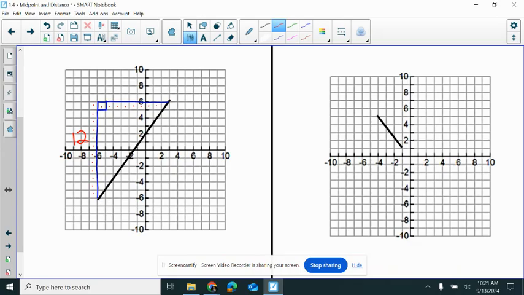I should have counted the outside blocks, because this last one counts as a full block. If you count the outside blocks, it makes more sense. 1, 2, 3, 4, 5, 6, 7, 8. So it's 9 blocks long. So my two numbers are 12 and 9.